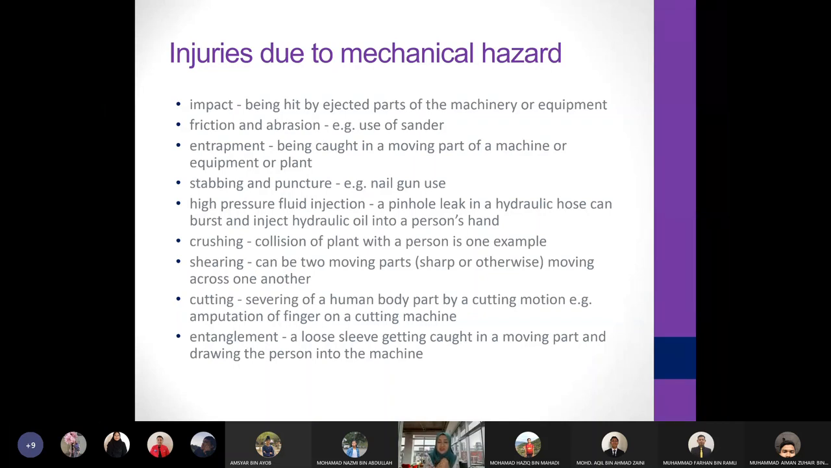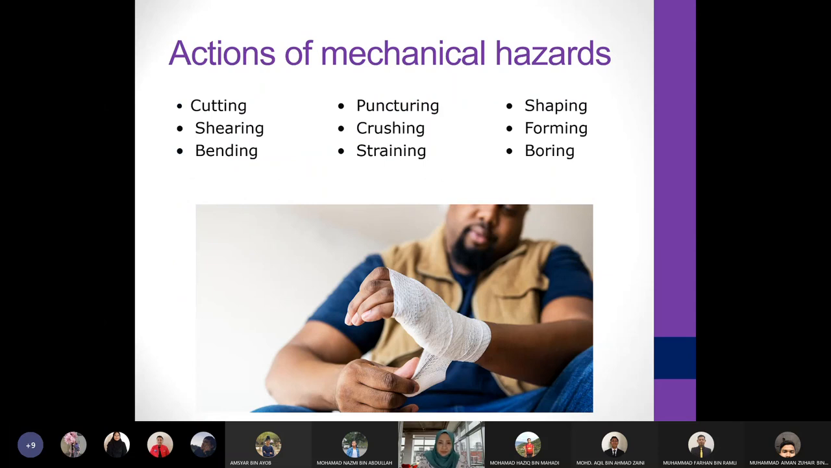Cutting is severing a human body part by a cutting motion. For example, it amputates your finger on a cutting machine. If you accidentally put your hand in it, it cuts your whole hand. And then also entanglement, especially if you have a loose sleeve or a loose scarf, and it gets caught in a moving part and draws you into the machine. So that's due to entanglement. That's why machines are hazardous. There are different actions of mechanical hazards: cutting, shearing, bending, puncturing, crushing, straining, shaping, forming, and boring.